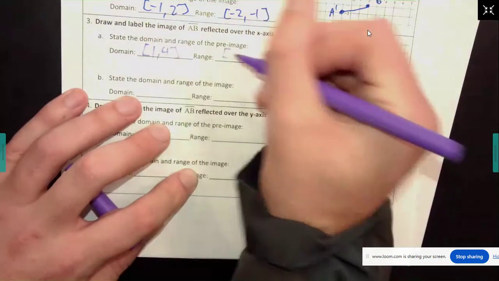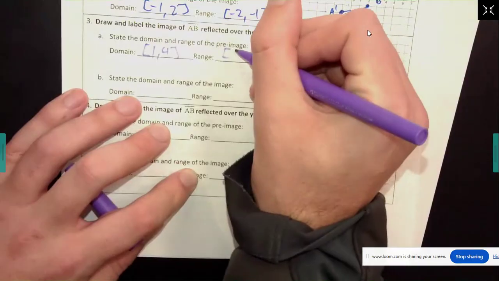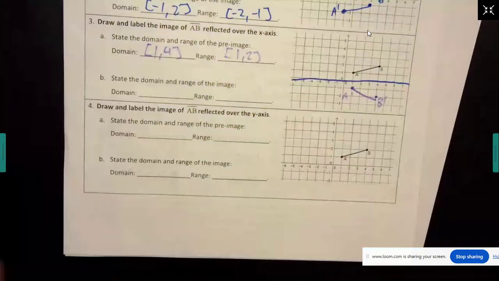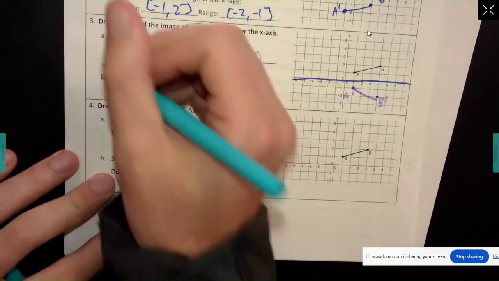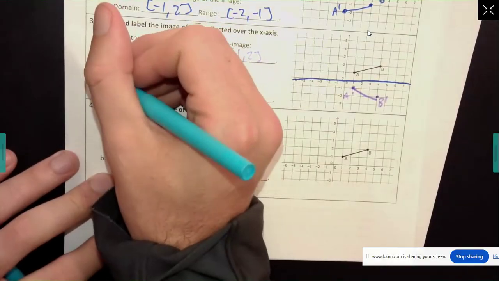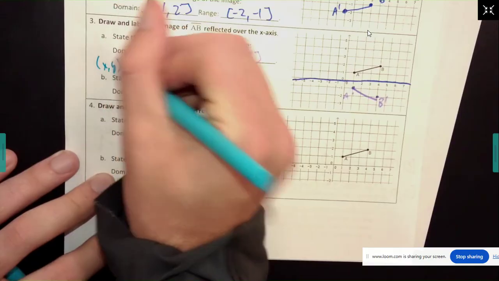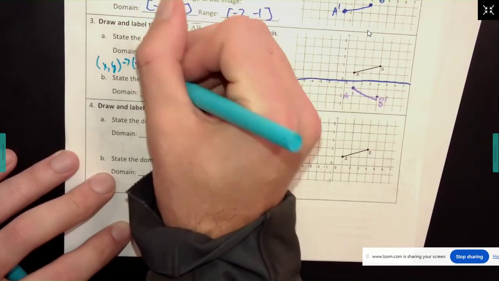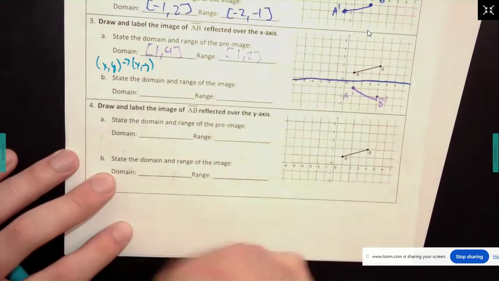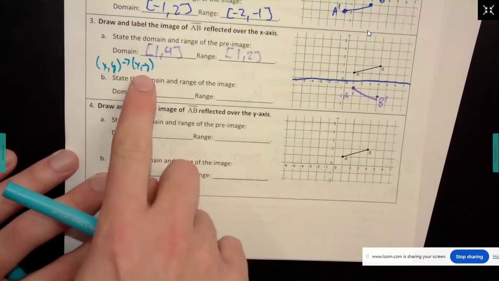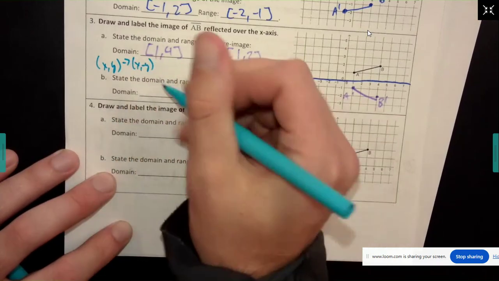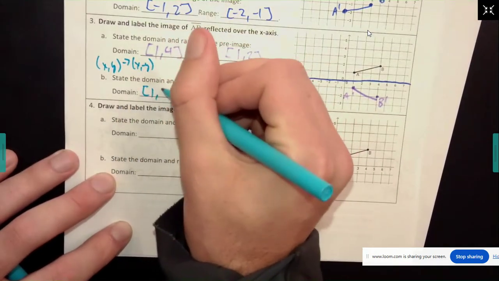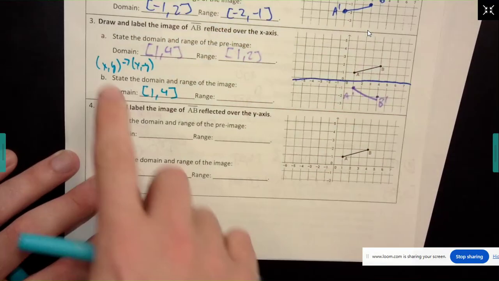1, 4, 1, 2. What's the rule for when we're flipping around the x-axis? It is (x, y) becomes (x, negative y). The x's don't change, so my domain doesn't change either. 1, 4. Y becomes negative y.